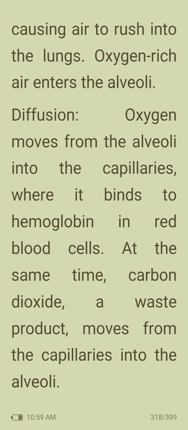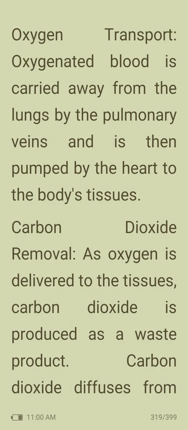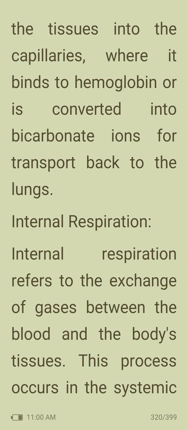Diffusion. Oxygen moves from the alveoli into the capillaries, where it binds to hemoglobin in red blood cells. At the same time, carbon dioxide, a waste product, moves from the capillaries into the alveoli. Then oxygen transport. Oxygenated blood is carried away from the lungs by the pulmonary veins and is then pumped by the heart to the body's tissues. Then carbon dioxide removal. As oxygen is delivered to the tissues, carbon dioxide is produced as a waste product. Carbon dioxide diffuses from the tissue into the capillaries, where it binds to hemoglobin or is converted into bicarbonate ions for transport back to the lungs.